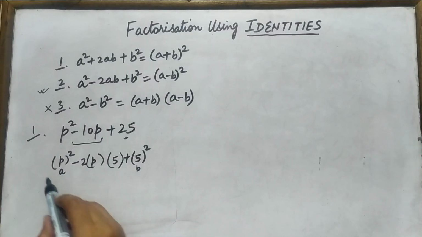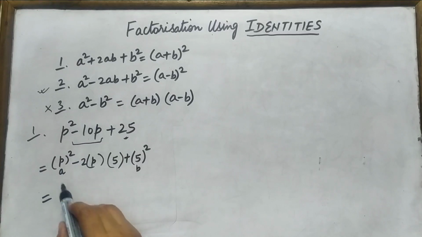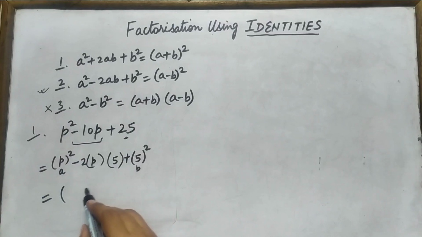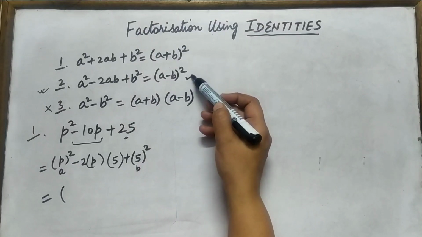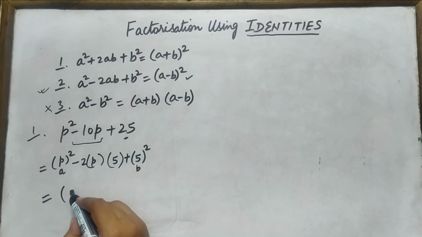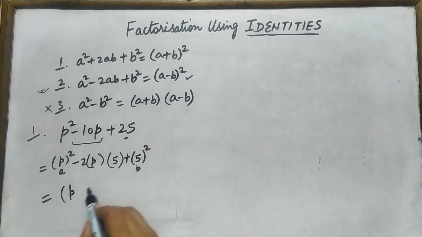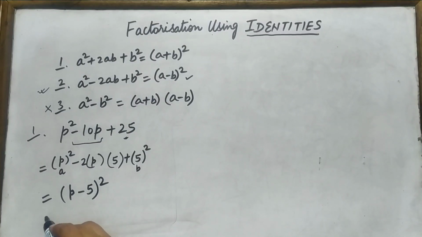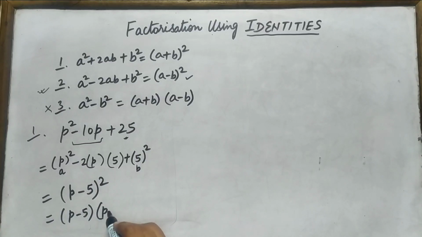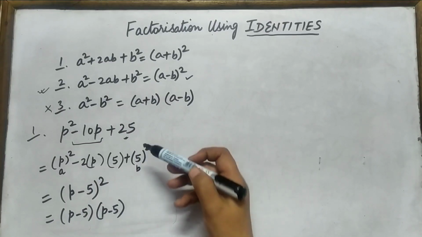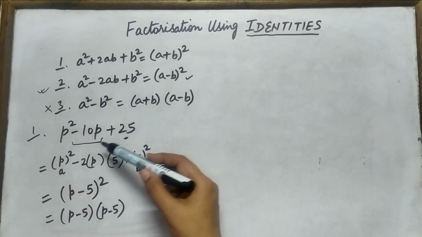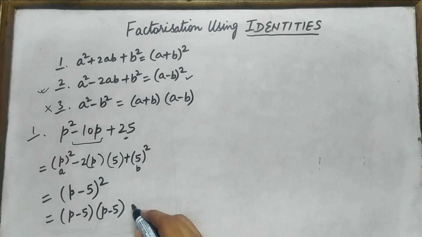It means we can write the factors like this. Instead of this complete term, we will write the right hand side as a means p, minus, b means 5, whole square. We can also write it as p minus 5 times p minus 5. Therefore, we have converted the addition and subtraction terms into the multiplication term. These are the required factors.